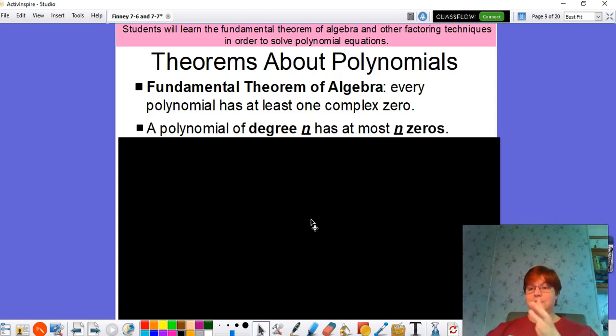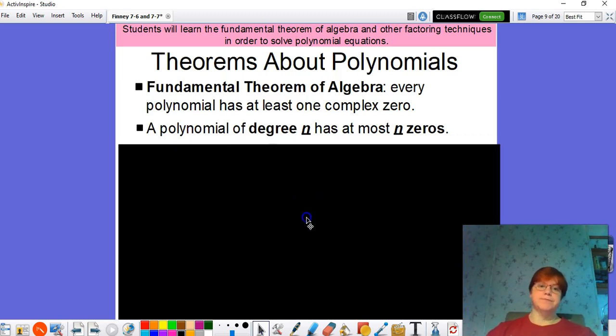They could be double roots. There could be 2 complex zeros. But what happens is you have to take into consideration what the degree is. It can't have more solutions than it has degrees. So if it's degree 5, it can have up to 5 unique solutions.